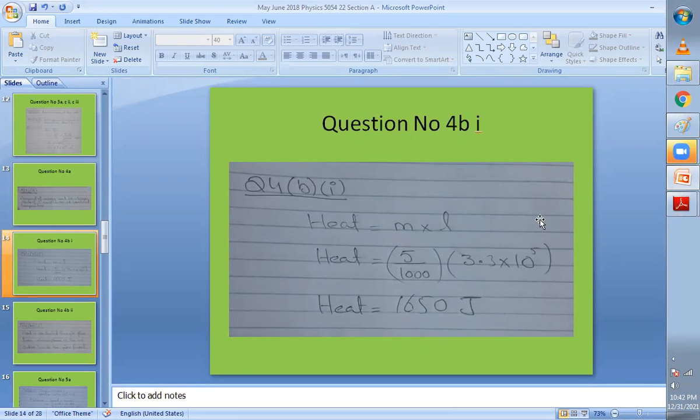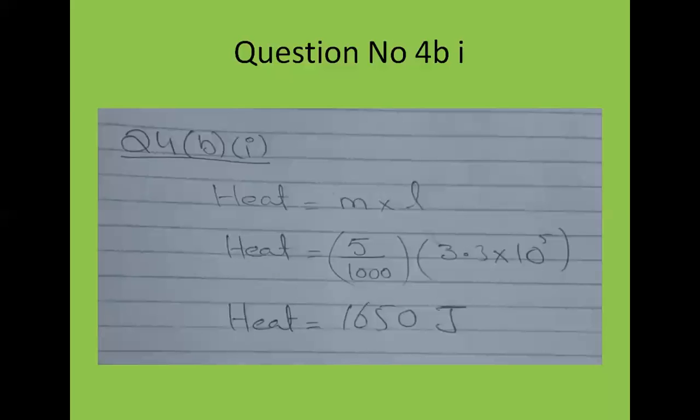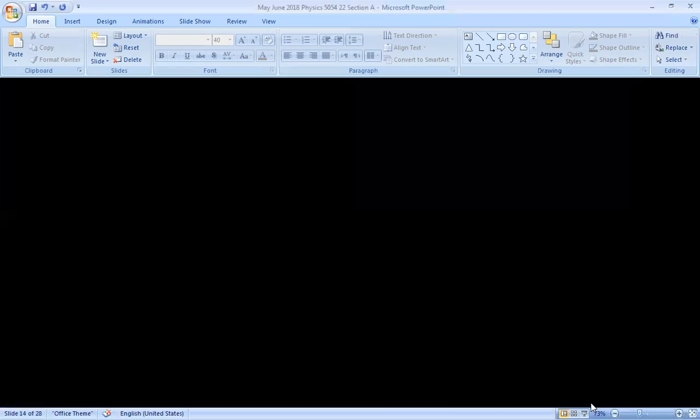But I told you that the mass is not consistent in units, so I will convert the gram into kg. If you want to convert gram into kg, you have to divide by 1000. So 5 divided by 1000 multiplied by 3.3 × 10^5 equals 1650 joules. So 1650 joules of energy is basically needed. This is how you do question number 4b, first part. Hopefully you understand this numerical.